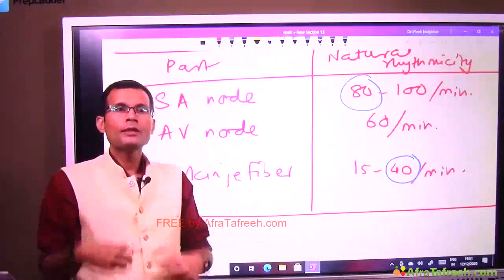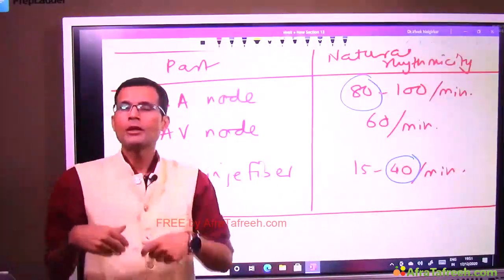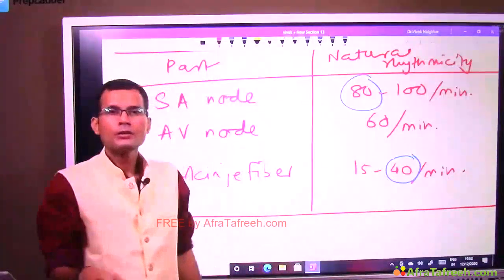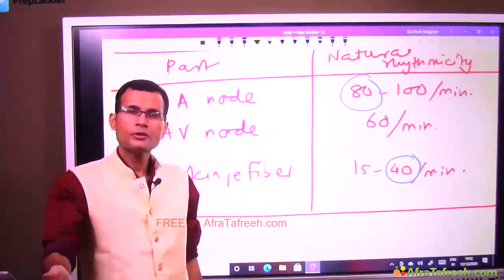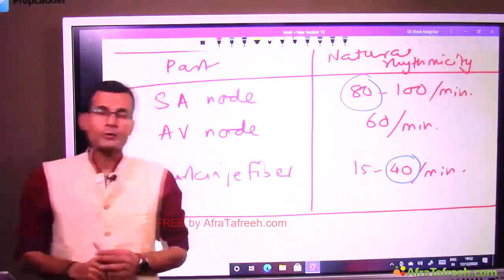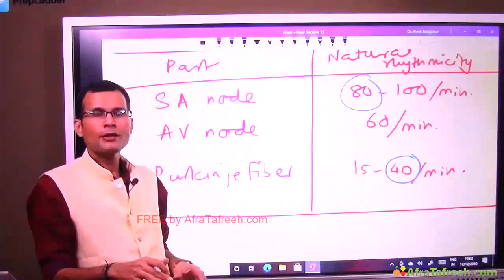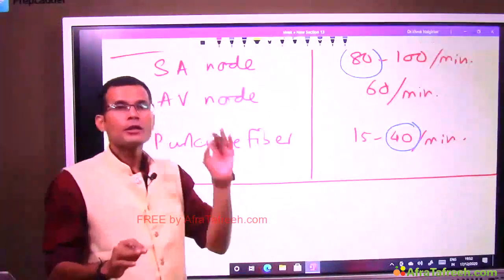Now they will be given a garb of clinical or problem solving MCQ. A patient had come for the surgery and the denervation of the heart was performed. So what will be the result of something like that? Yeah, so what's the answer? After cardiac denervation, what will happen to the heart rate? Heart rate will increase.